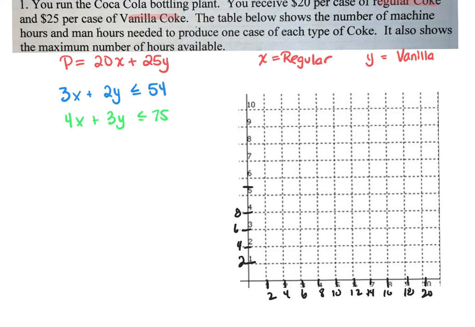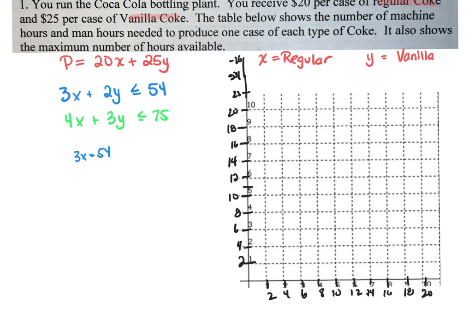Oh, my ruler was in the way. All right. 26, we'll go right above that. Close enough. All right. So for this first one, x and y intercepts, we just make y equal to 0. So 3x is 54. What is my intercept here for this one?